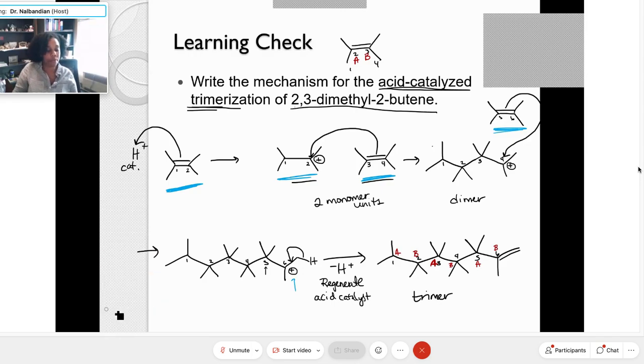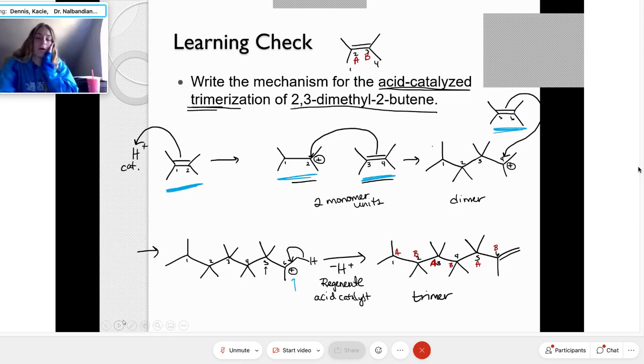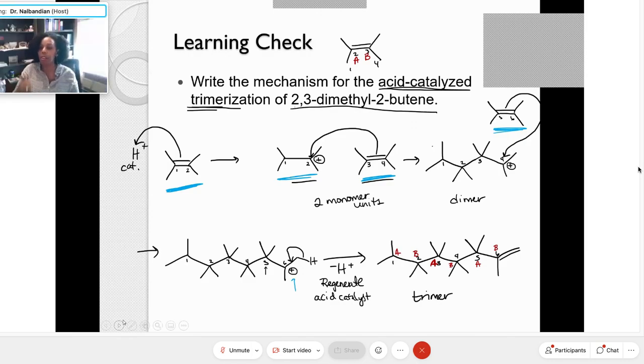Questions on this? Would you just leave the double bond on the terminal end then to finish it? So that's how the polymer ends. You know that you're not going to have something that just has a positive charge hanging around. In the end, you have to regenerate your acid catalyst. So in the end, the polymer ends with 1 double bond.